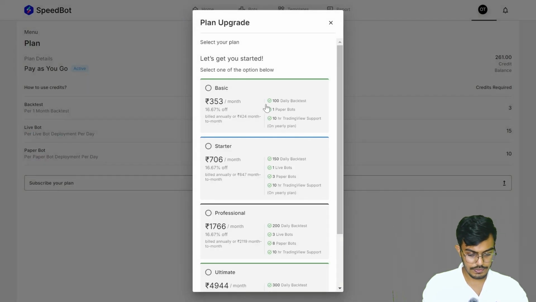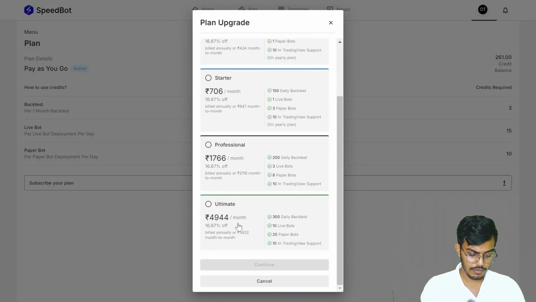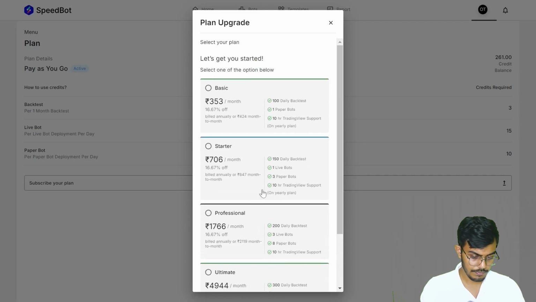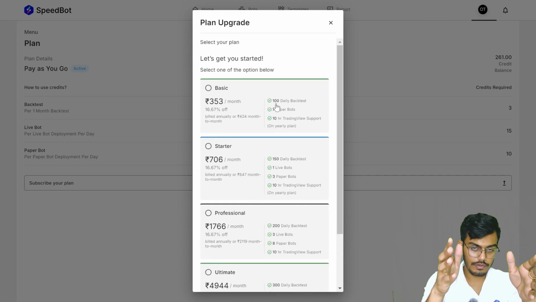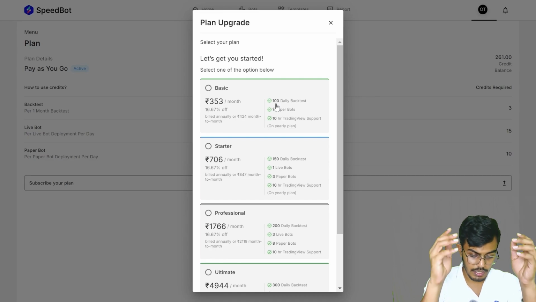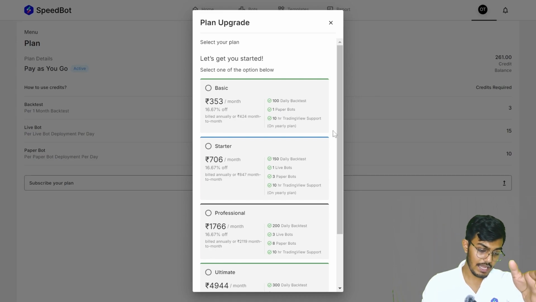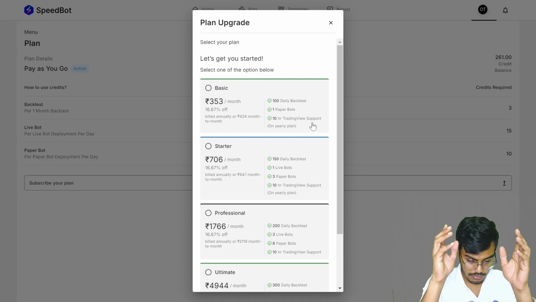So over here, these are the charges for our monthly plan that starts from somewhere around 350 rupees per month, and it goes up to somewhere around 5,000 rupees per month. You'll be able to backtest your strategy 100 times in a day. You'll be able to keep the strategy live. You'll be able to keep the strategy on paper trade.